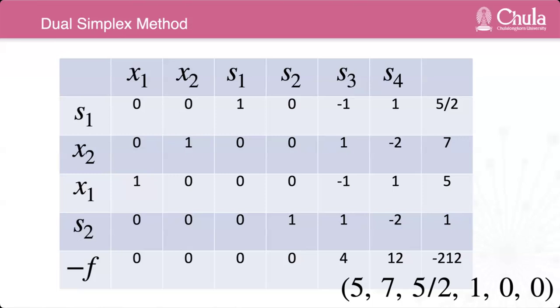Yes? Minus what? This one? No, no. This is the objective function value. Objective function value can be anything, right? It's not the right-hand side of the constraint.